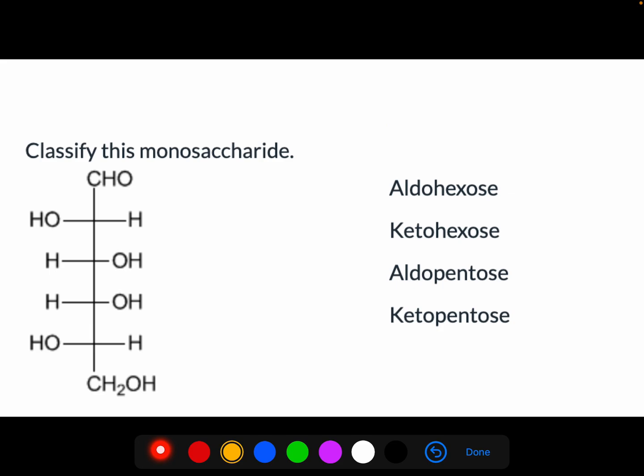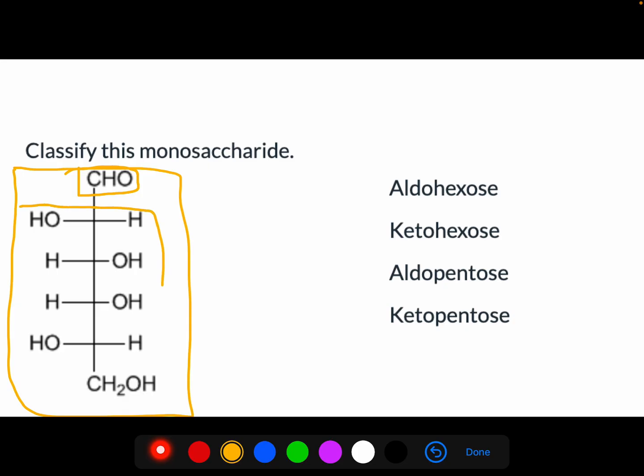Okay, so you will be given those structures and asked to classify them. So I can see CHO here, and the remaining is just the carbon-containing molecule. As soon as you see CHO, that's an aldehyde. Okay, so because it's an aldo, 1, 2, 3, 4, 5, 6 carbons, aldohexose.